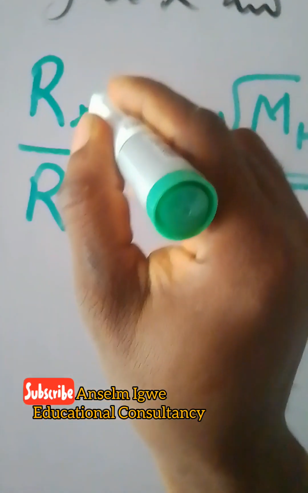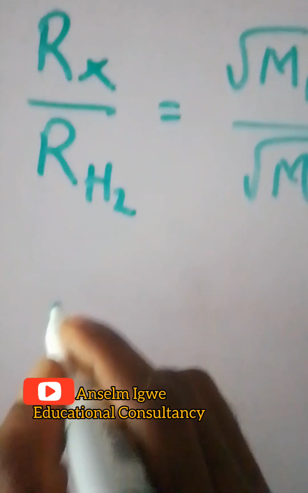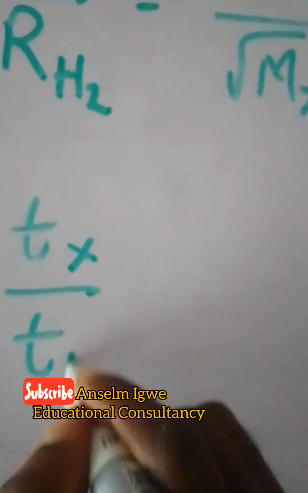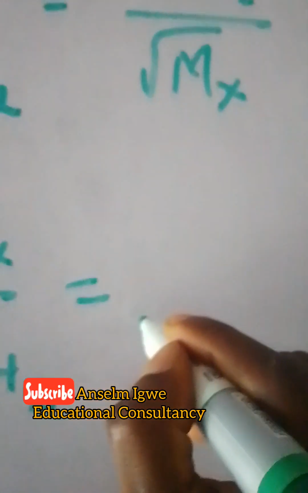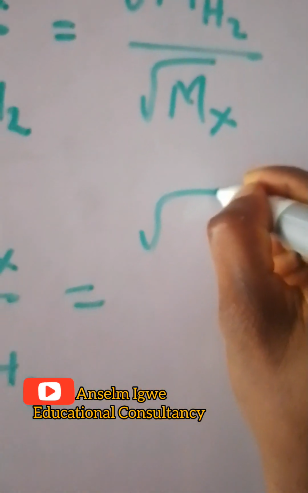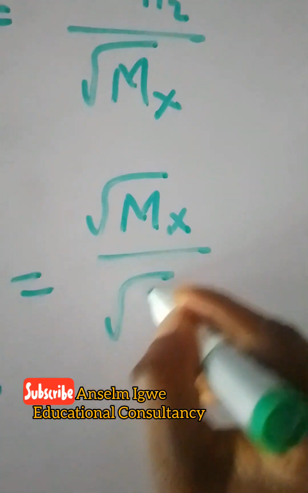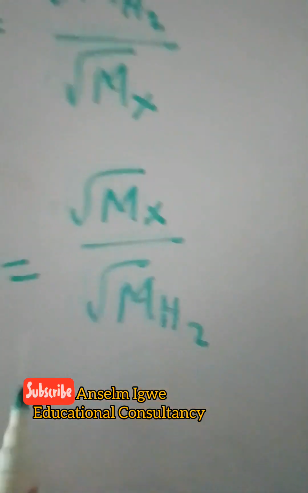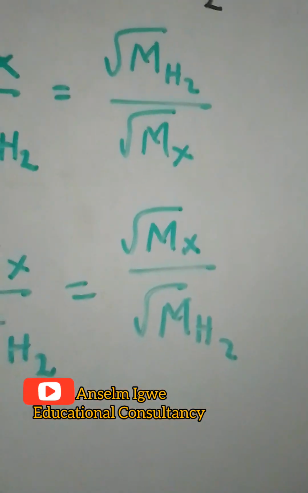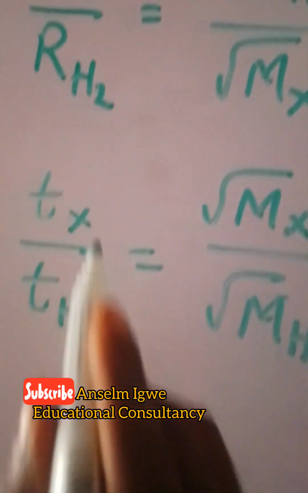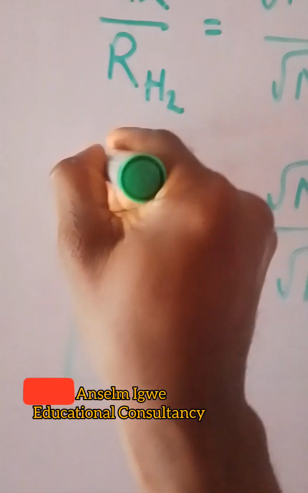Since rate is reciprocal of time, we can say time of diffusion of X over time of diffusion of hydrogen equals square root of molecular mass of X over square root of molecular mass of hydrogen. Direct proportionality. Now we can use any of these, but let's use this first because it's the easiest to use, since time of diffusion was given, not rate.